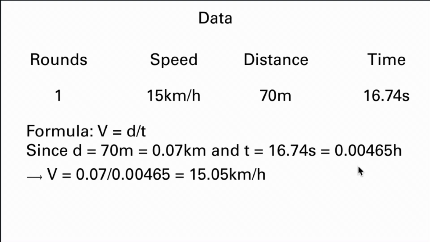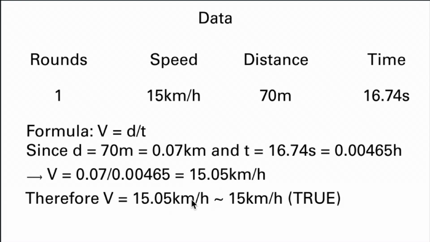So after our calculation, we got v is equal to distance over time, and our answer is 15.05 kilometers per hour. Comparing that to our speed right here, it's fairly similar. That means our calculation and our experiment for round 1 was true. It was pretty accurate, seeing that it's only 0.05 kilometers per hour apart. That was a successful experiment.